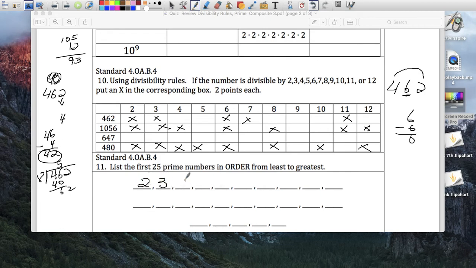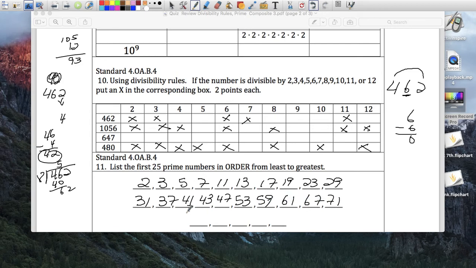2, 3, 5, 7, 11, 13, 17, 19, 23, 29, 31, 37, 41, 43, 47, 53, 59, 61, 67, 71, 73, 79, 83, 89, and the last one, 97. All right, so those are your prime numbers less than 100.